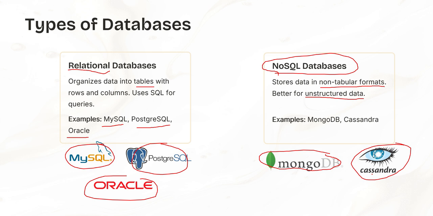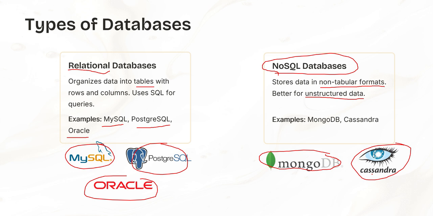And which software to use when is simple. When you are working on a database which is structured, a relational database, then you should be using software like MySQL, PostgreSQL, Oracle, and so on. And when you are using a database which is unstructured, that is a NoSQL database, then you should use tools called MongoDB and Cassandra.